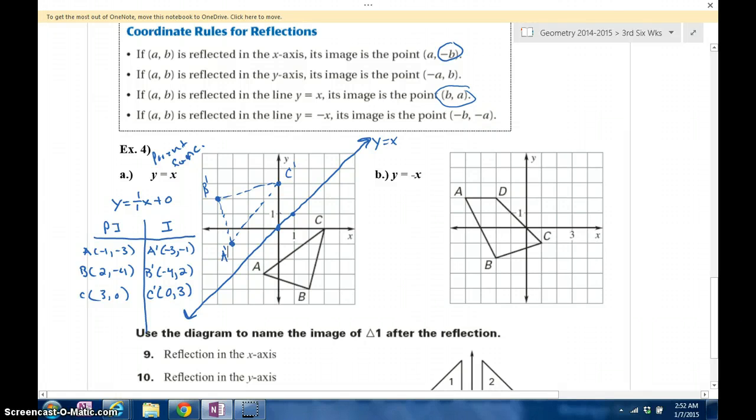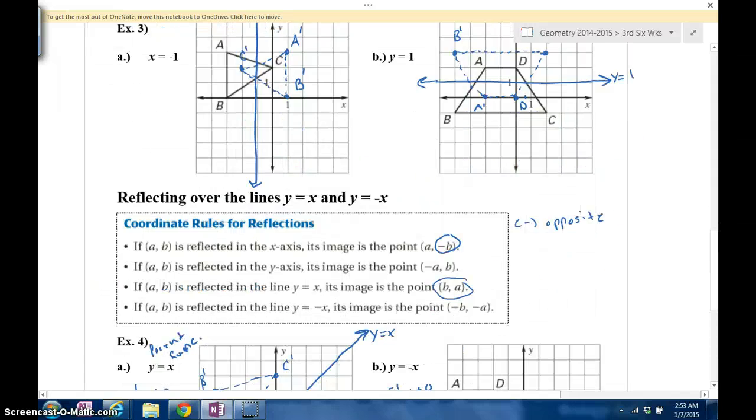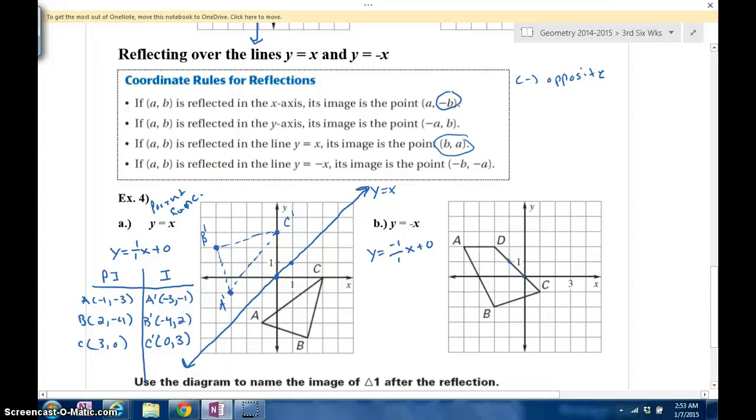Alright, so now we have y equals negative x. This looks just like the parent function, except it has a negative slope. So y equals mx plus b, we have negative 1 over 1, x plus 0. So 0 here, negative 1, 1, and we basically have a line going the other way. Alright, so that is your y equals negative x line. If you remember those two lines, you will be good for your exam.